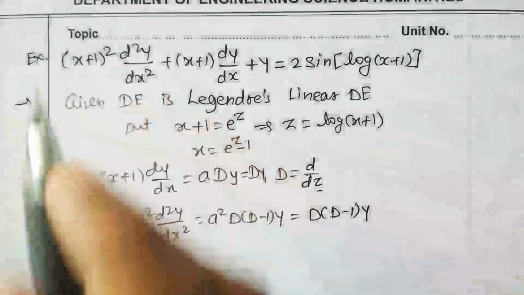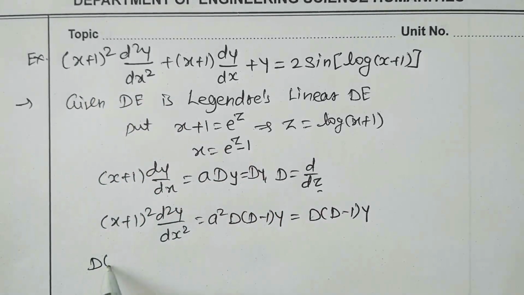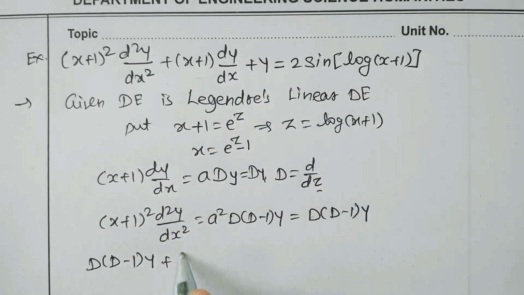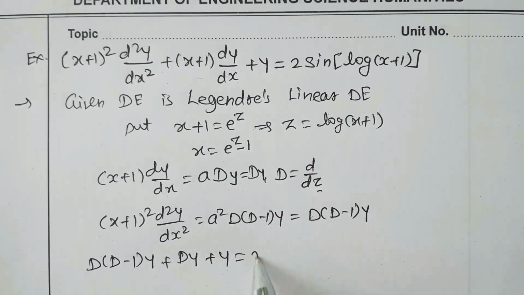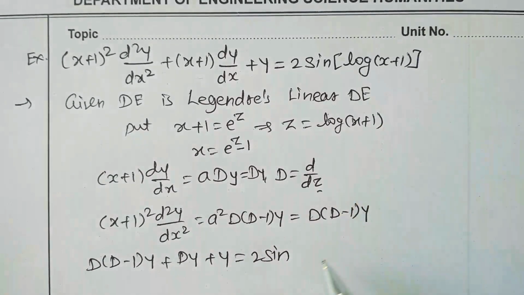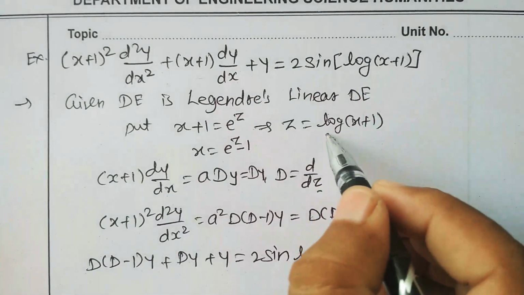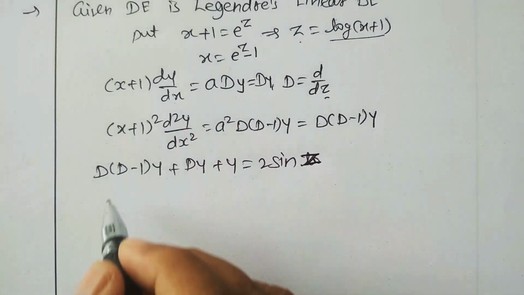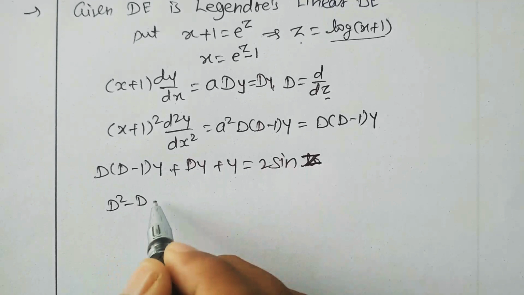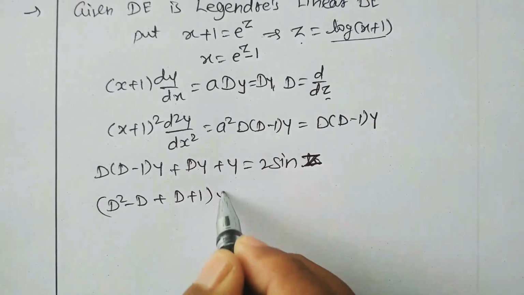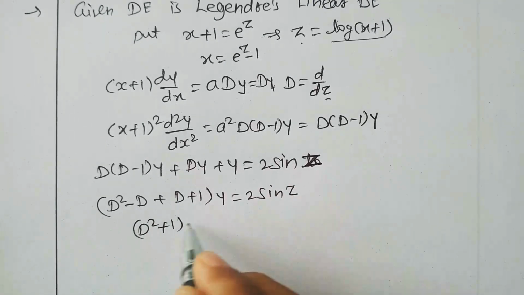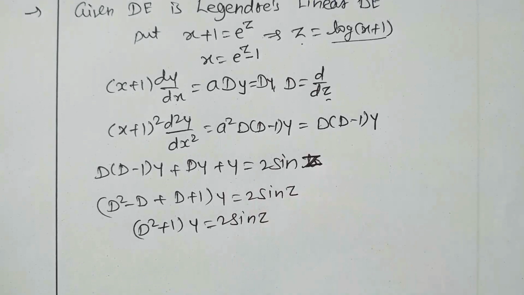So after putting these values, we get the given differential equation as D(D-1) y + Dy + y = 2 sin of log(x+1), and the value of log(x+1) is z. So you will get directly z. Taking y outside, you will get D(D-1) + D + 1, that is D² - D + D + 1, into y = 2 sin z. Minus D and plus D get cancelled, so (D²+1) y = 2 sin z.